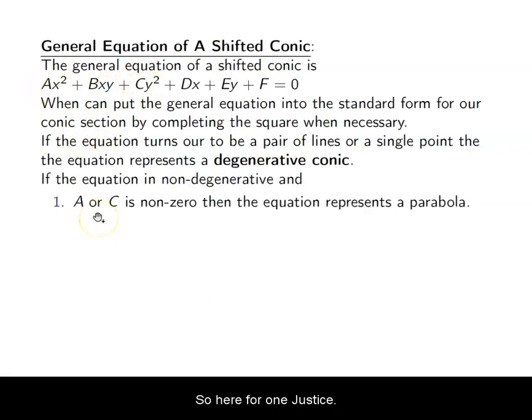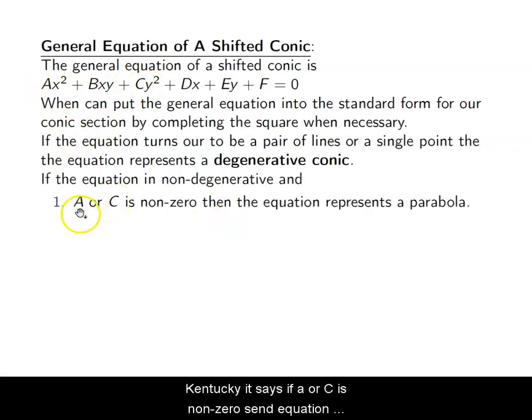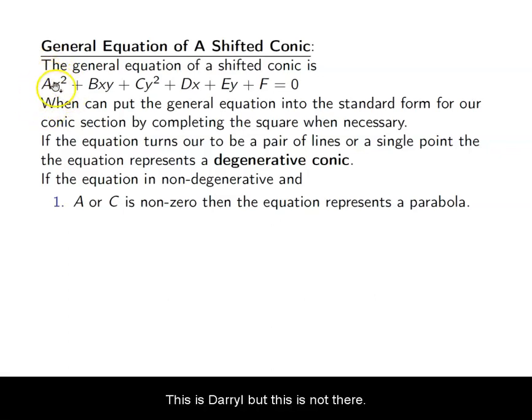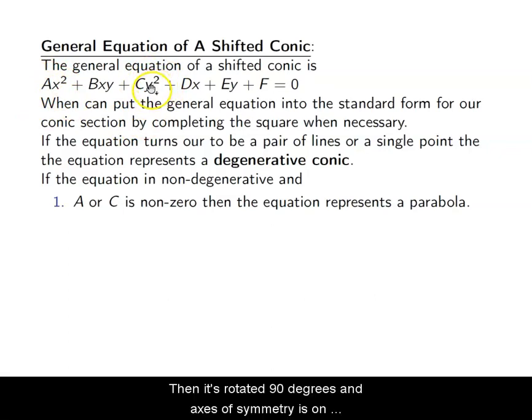So here, for one, just to talk about this for a second, it says if A or C is non-zero, then the equation represents a parabola. So that doesn't mean both of them non-zero. Okay, this is an exclusive or. One of them is 0, the other is not. So if this is 0, I then have a parabola because there's only one square term, right? It would be y equals some number with an x squared, so I would have my parabola with the axis on the y-axis, right? If this is 0, but this is non-zero, then it's rotated 90 degrees and the axis of symmetry is on the x-axis, right?